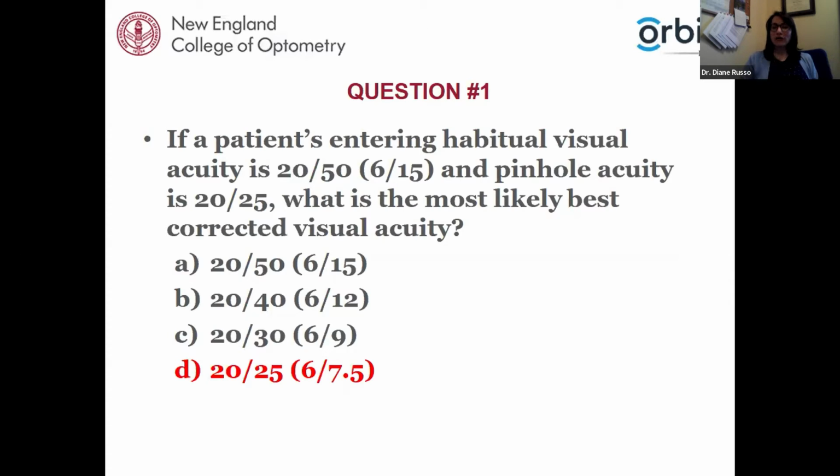We'll try, obviously. We go through the steps like we normally would. We try and push the best corrected visual acuity. But again, this is giving us a sense of what our potential endpoint is so that we don't spend a lot of time trying to improve the acuity to 20/20 if the pinhole acuity didn't improve past 20/50.